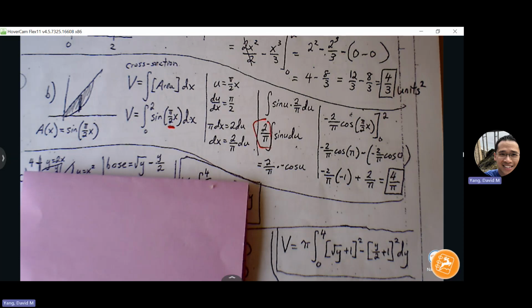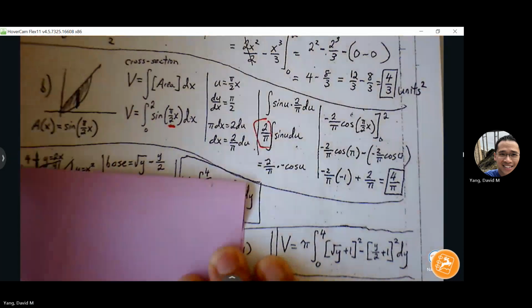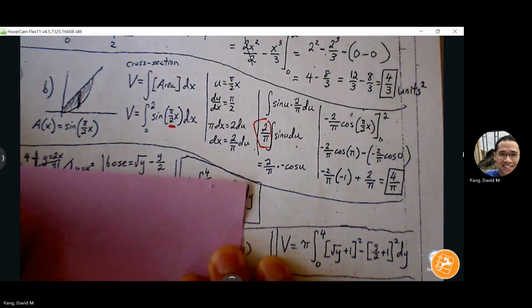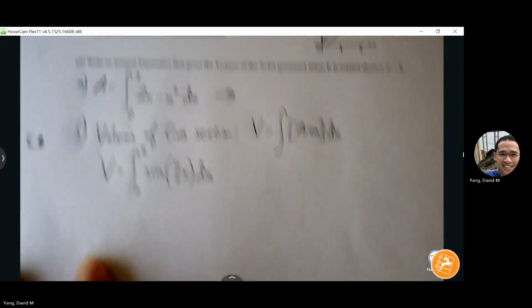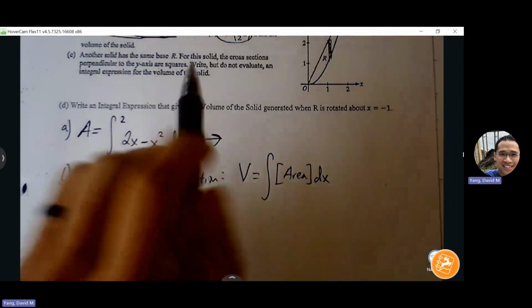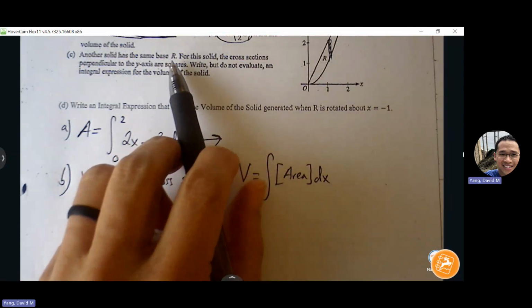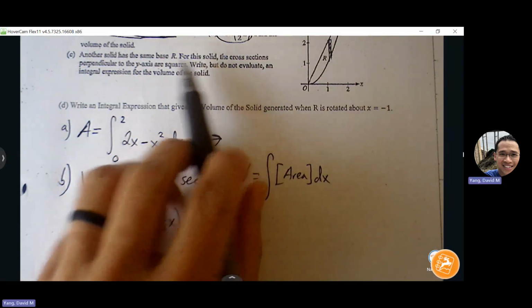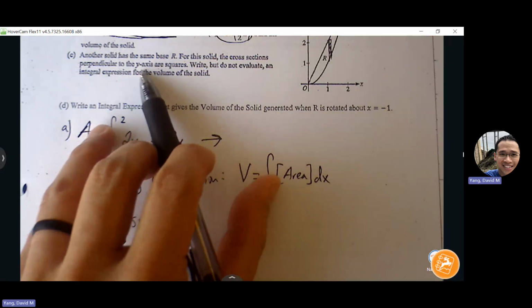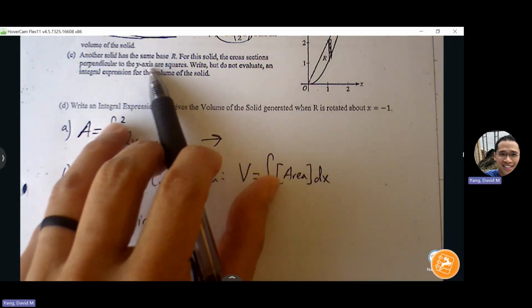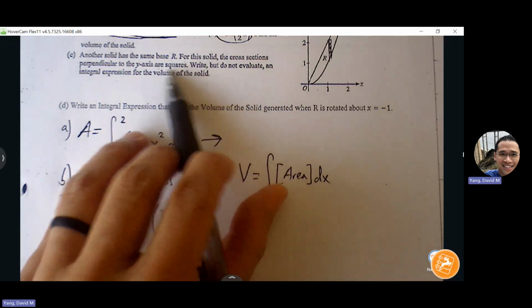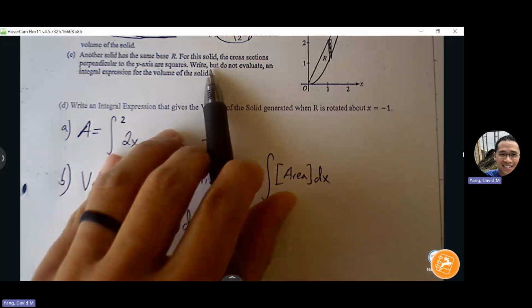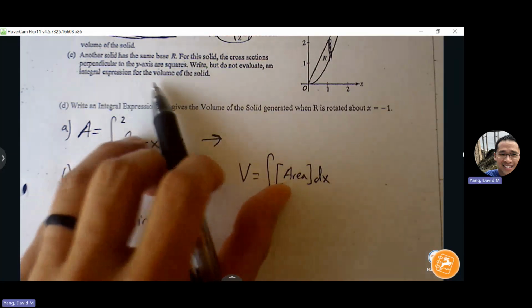Okay, part C. Another solid has the same base R. For this solid, the cross-section is perpendicular to the y-axis, okay? And now we're dealing with shapes. Now we're dealing with squares. Right, but do not evaluate an integral expression for the volume of the solid.